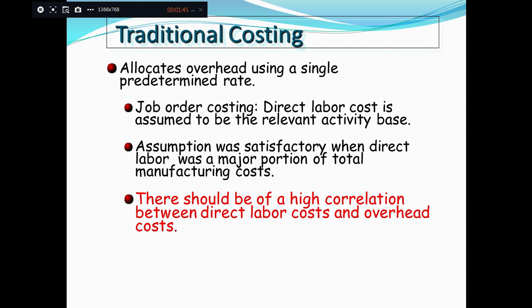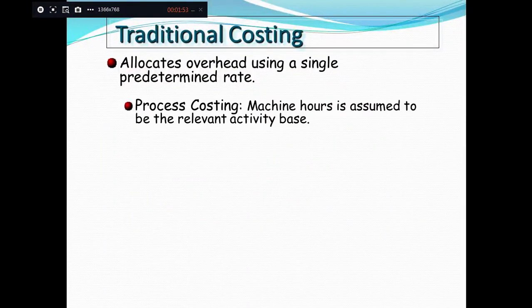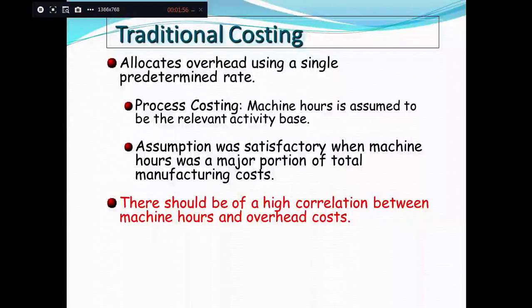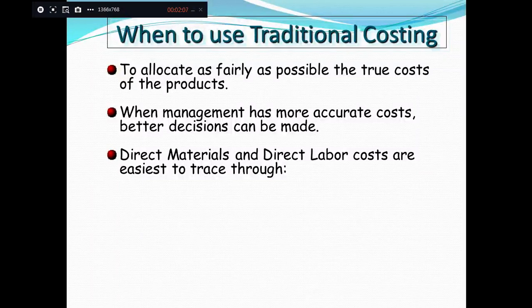There is a high correlation between direct labor cost and overhead cost, so we are using the traditional costing method. There is also a high correlation between the machine hours and overheads in order to determine overhead cost in the traditional costing method. So there are situations or conditions to use the traditional costing method. When to use it? We will use the traditional costing method in order to allocate as fairly as possible the true cost of the product, and sometimes when the management has more accurate cost, better decisions can be made using the traditional costing method.